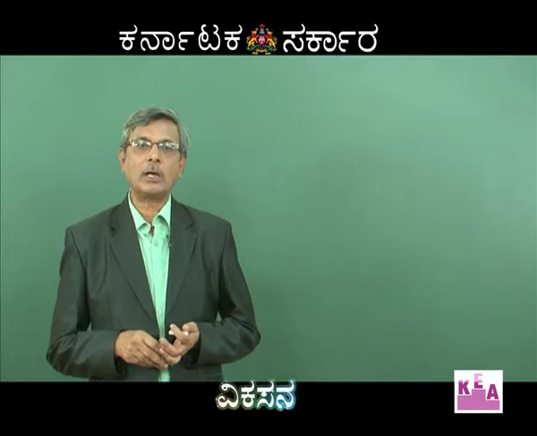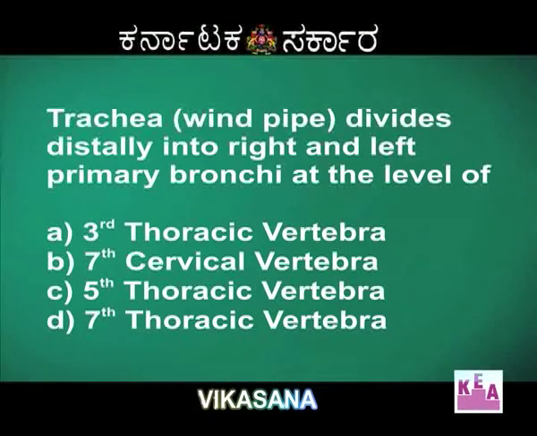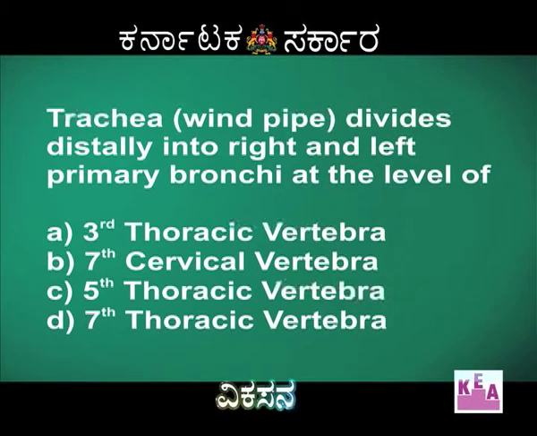Now we move on to the next question. Trachea, also called windpipe, divides distally into right and left primary bronchi at the level of options: 3rd thoracic vertebra, 7th cervical vertebra, 5th thoracic vertebra, 7th thoracic vertebra. Remember, the answer is 5th thoracic vertebra.